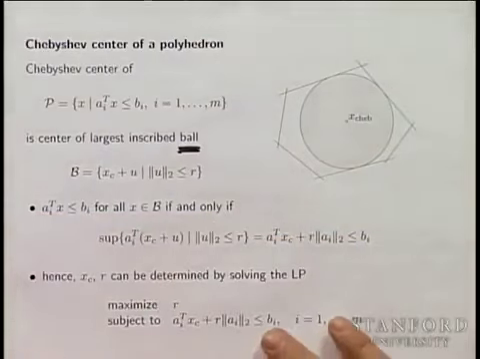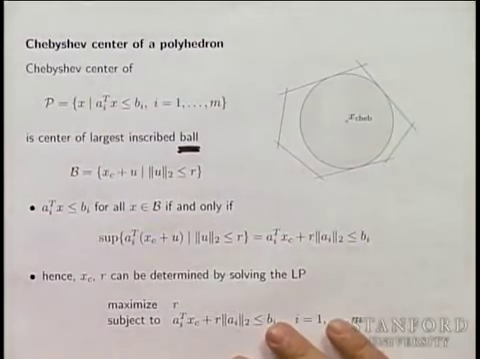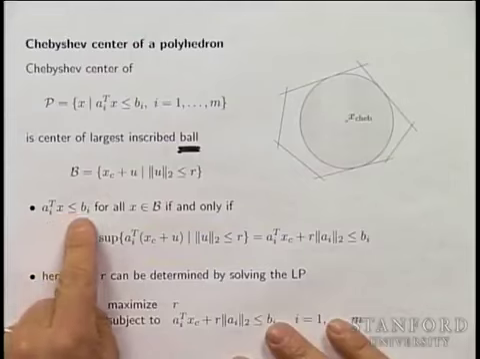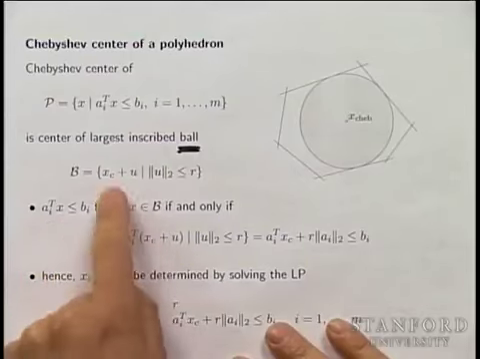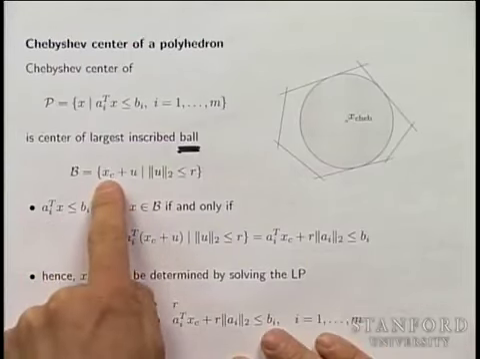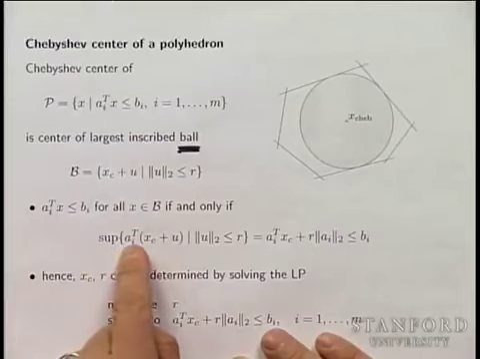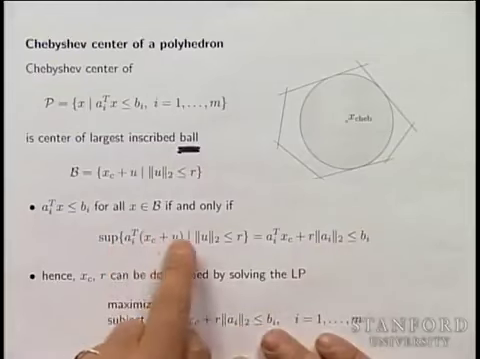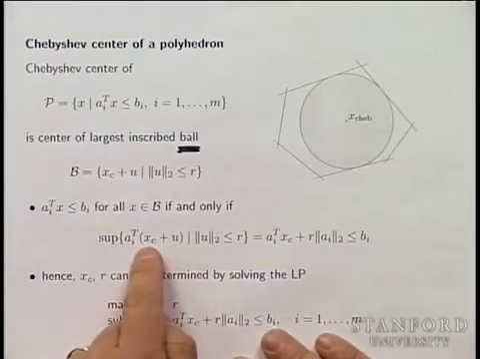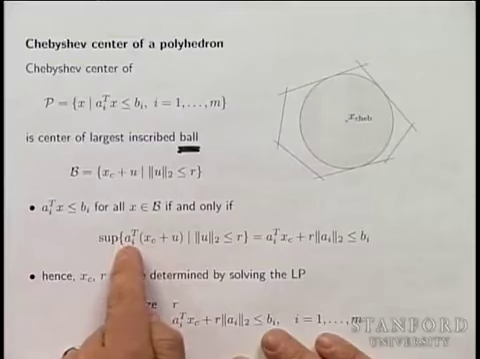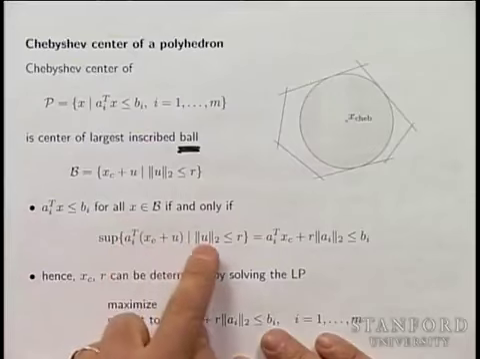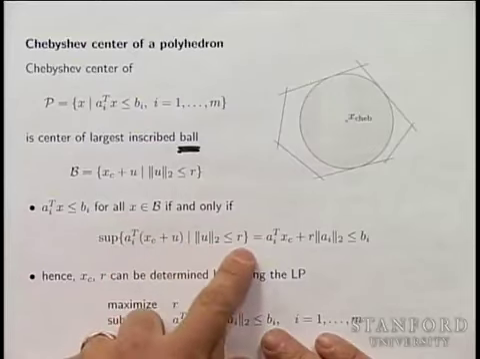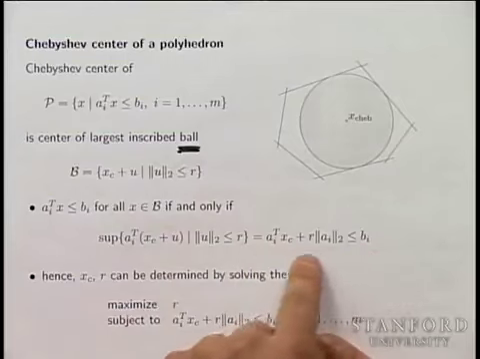Well, it is, and the reason is quite straightforward: ai transpose x is less than bi for all x in this ball centered at xc. That's easy to do. I simply maximize this thing over the ball and see whether that is less than bi. But this is nothing. It's ai transpose xc, that's the center, plus the sup of ai transpose u when u is constrained to be less than r, and it's equal to this. Okay?